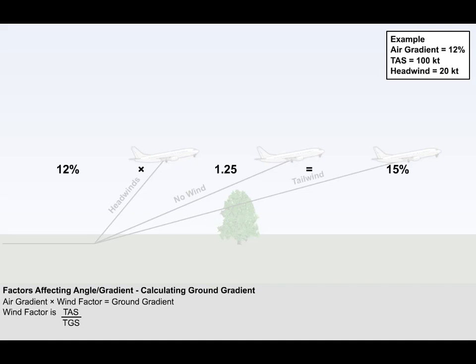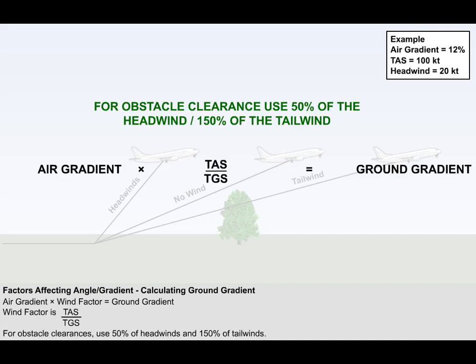There is one additional complication. If the ground gradient is to be used for the calculation of obstacle clearances, the application of headwinds and tailwinds in the wind factor calculation must include the 50% headwind and 150% tailwind rules that you learnt about in the previous lesson.